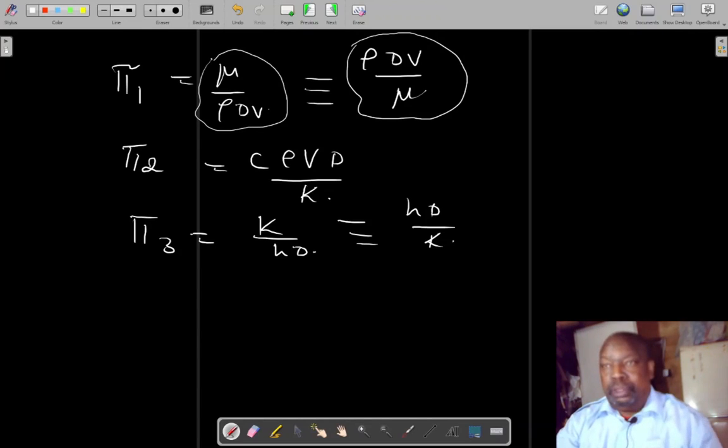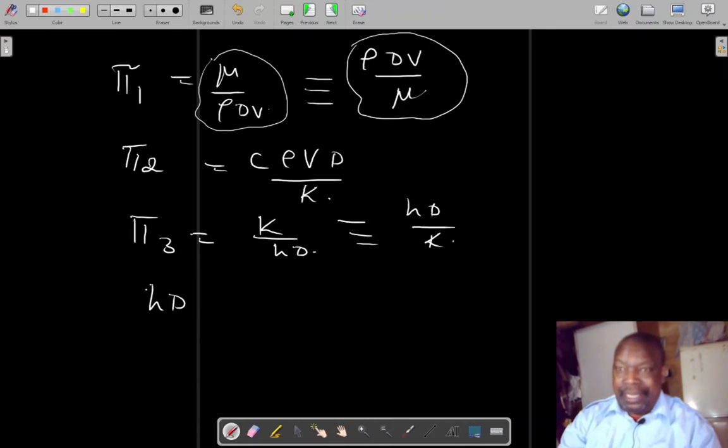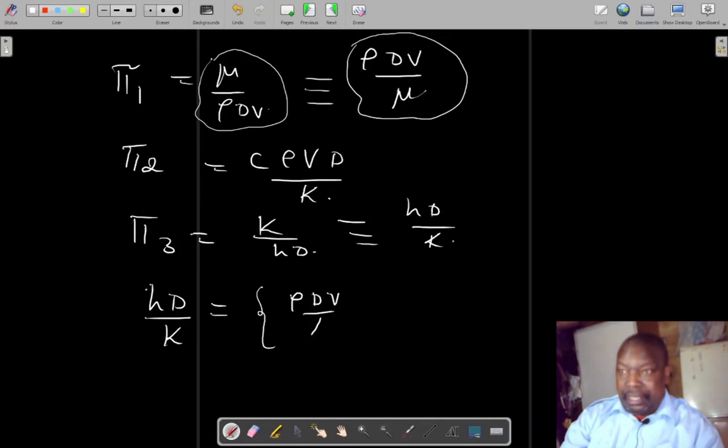Now, again, this is also equivalent to dimensionally HD divided by K. If you look at all those pi terms, you find that pi term 3 carries with it H, and in our analysis, we are more after the convective heat transfer coefficient H. So I would like HD over K to be our subject. So HD over K is a function of pi term 1 and pi term 2, which is C rho V D over K.